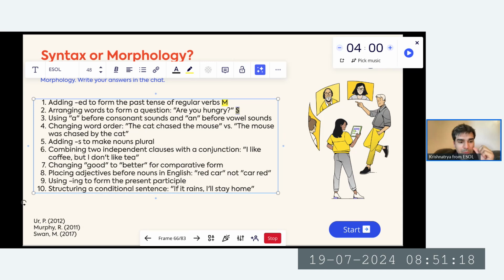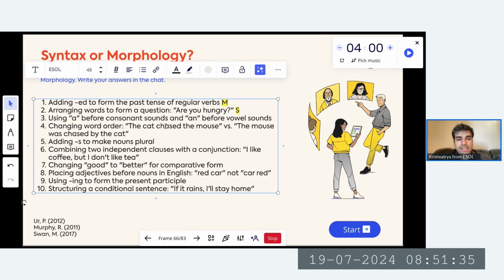Thank you to all the friends for putting the answers. For those who have not put the answers, feel free to participate, guys. We are not looking for correct answers or wrong answers. We're just looking for an honest and fun participation. So number 2 is syntax.